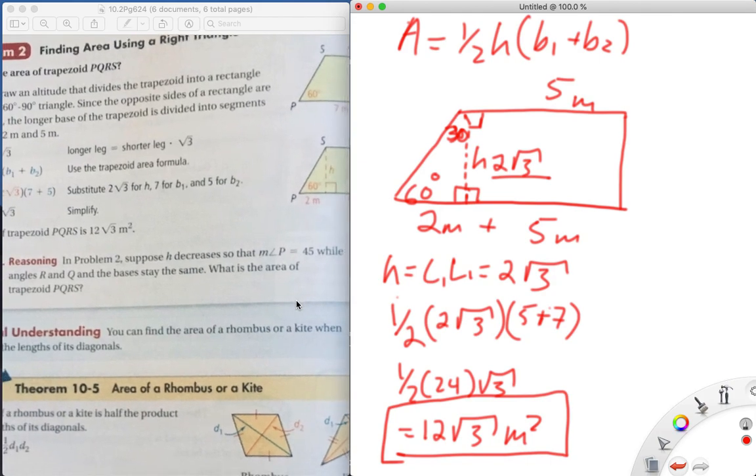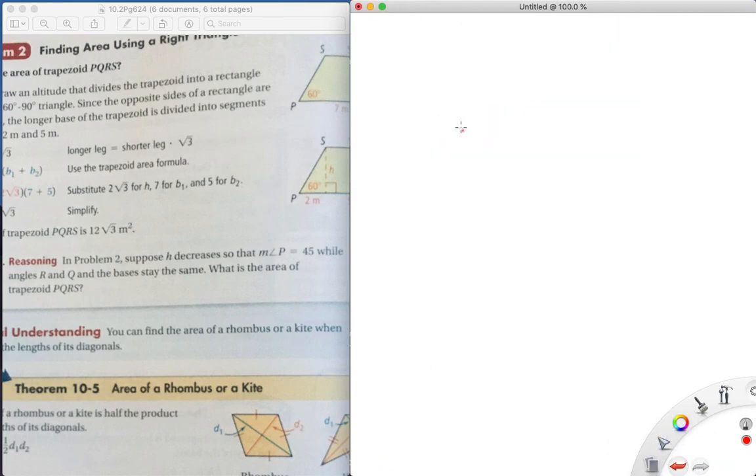Practice problem number 2, they tell you to look back at this same problem, but instead of it being a 30, 60, 90, they ask you, what if it's a 45, 45, 90? So if I was to draw this same thing again, same exact scenario, area equals 1/2 height times the sum of the bases. Same trapezoid.